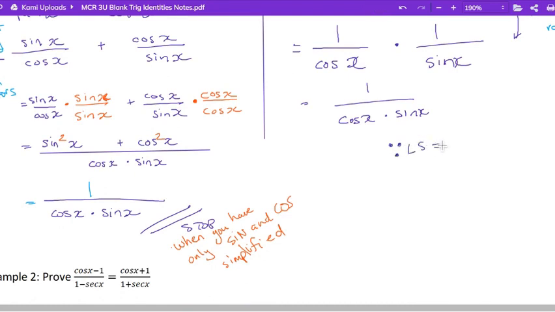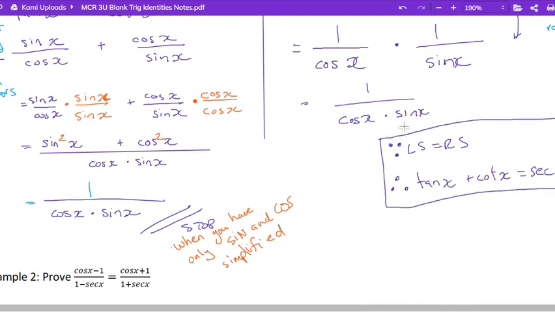Since left side equals right side, therefore, this is the really annoying part because I have to write the whole identity out. Tan x plus cotangent x equals secant x times cosecant x. See, Miss Sly, I proved it. Yes, you did.